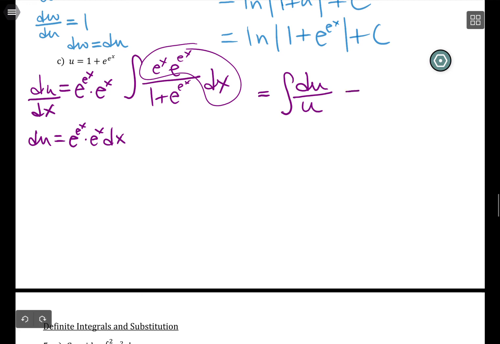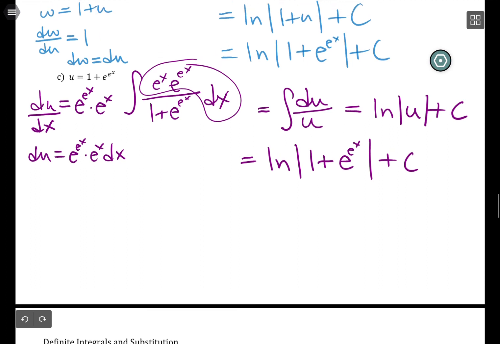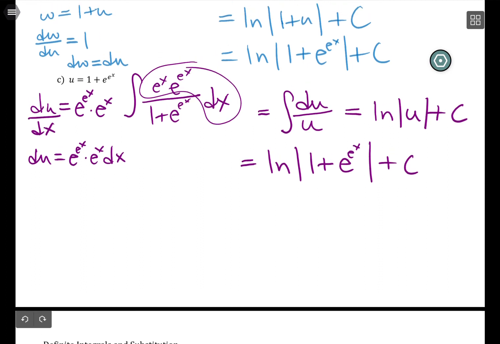So here I don't feel any need to go for another substitution. I can say straight away that's the natural log of the absolute value of u plus c, and I also only have to work my way back out of one substitution. U was 1 plus e to the x, plus C, and that again matches what I got in the last two.